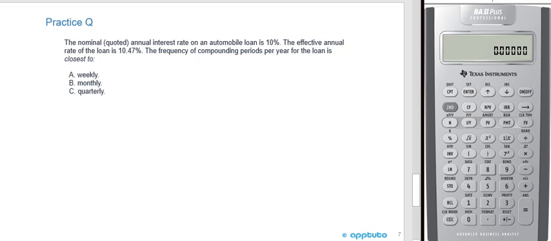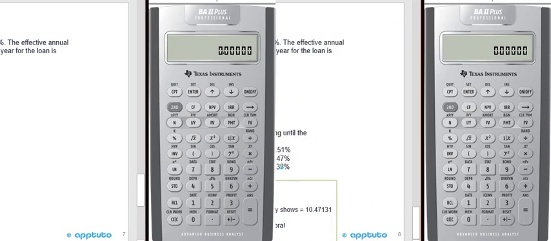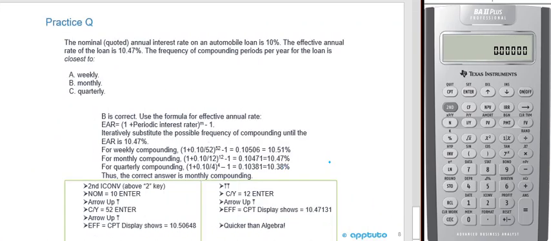Here's an interesting little problem. It requires you to do a few calculations in one question, and that's quite common with the CFA. The nominal quoted annual interest rate on an automobile is 10%. The effective annual rate of the loan is 10.47%. So the frequency of compounding periods per year for the loan is closest to A, weekly, B, monthly, or C, quarterly. Okay, the correct answer is B.